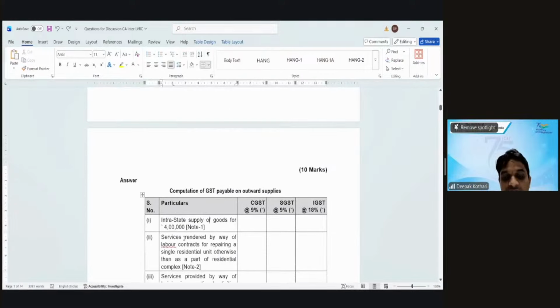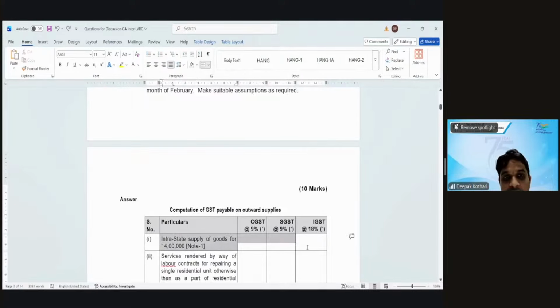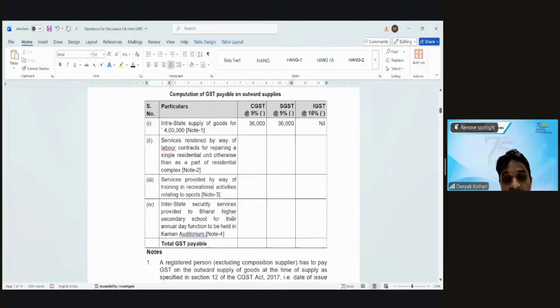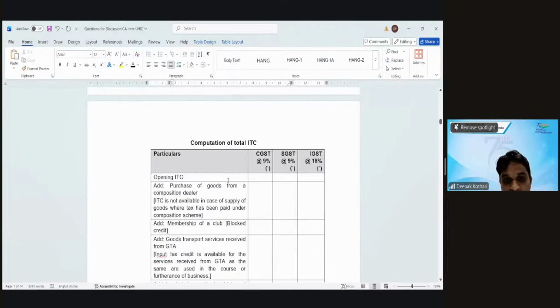So on 4 lakhs, it is an intrastate supply. On intrastate supply, we will pay CGST and SGST, correct? So on 4 lakh, 9%, 9% each. Fine. Next, we'll go on to this point. Purchase of goods from a composition dealer. So it will come under, it's a purchase. So we'll have a different column for input tax credit.